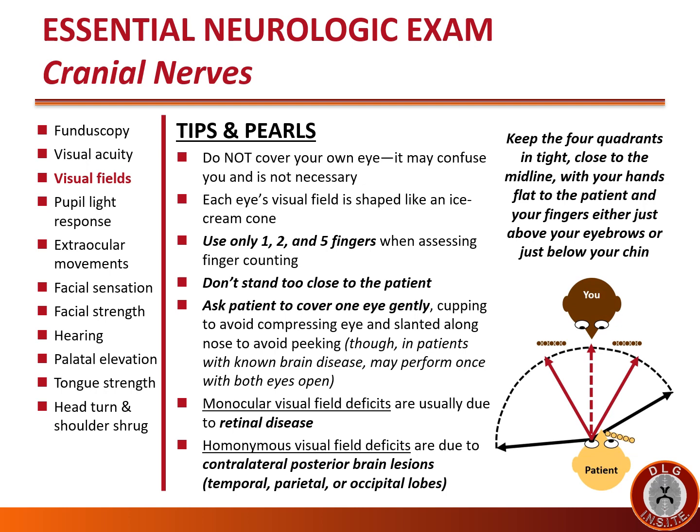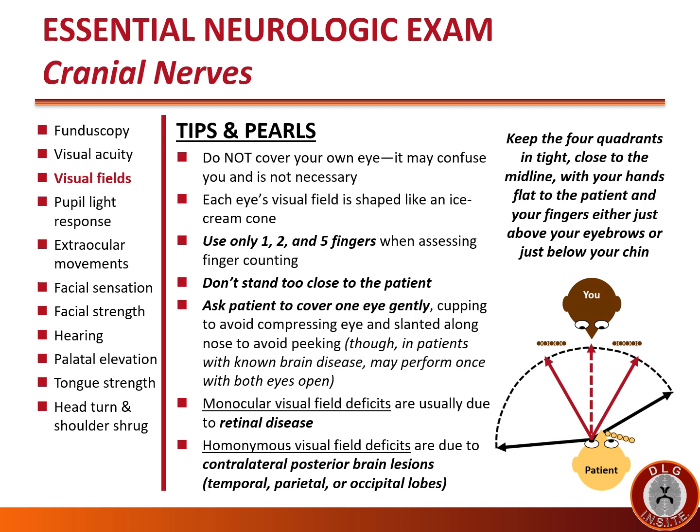Tips and pearls, cranial nerves, visual fields. Do not cover your own eye when performing visual field testing. It may confuse you and is not necessary. Note that each eye's visual field is shaped like an ice cream cone. Use only 1, 2, or 5 fingers when assessing finger counting. Do not use 3 or 4 fingers. Do not stand too close to the patient.